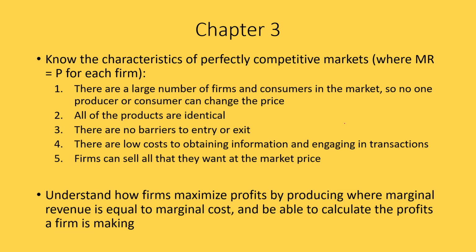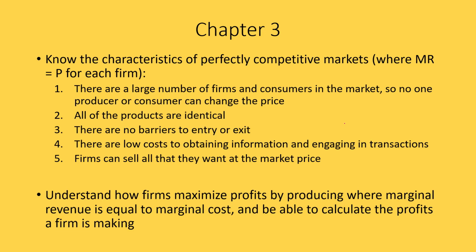So these perfectly competitive markets are often called price takers, because you have to take whatever the market price is. These producers don't get to choose the price. And the reason why these producers don't get to choose the price is because all the products that they produce are identical to all the other producers' products.